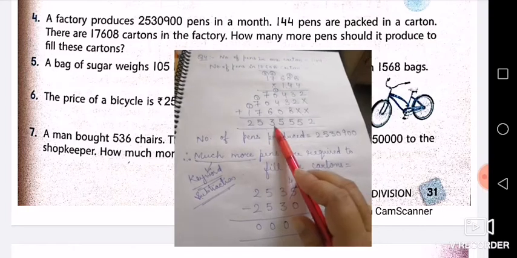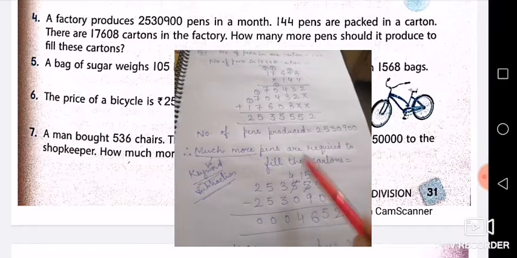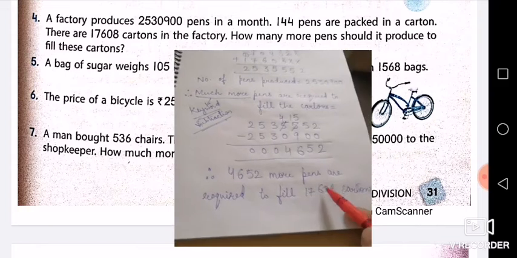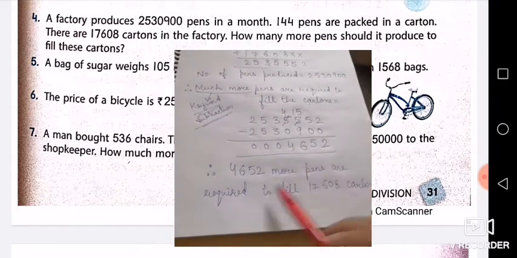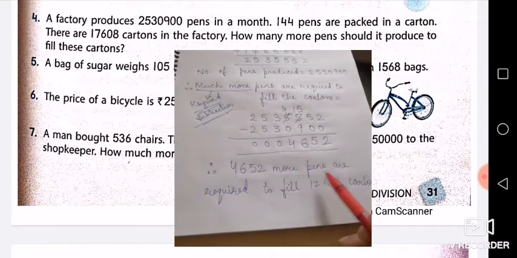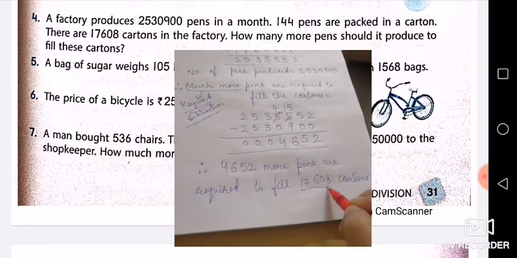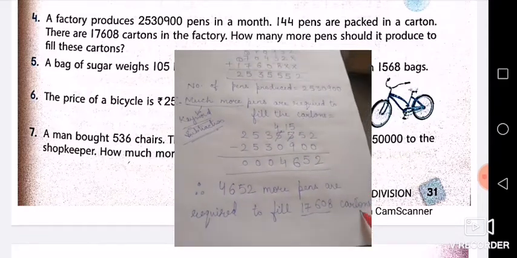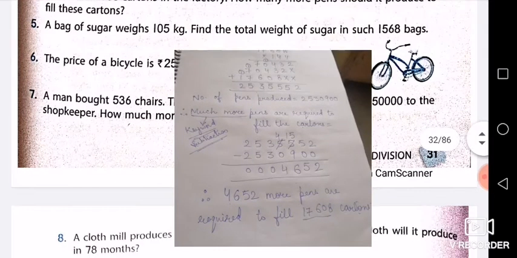Out of this 25,35,000, you will subtract this 25,30,900, so that you will get the number of pens more required to fill the cartons. Now minus कर लिया आपने, after subtraction you will get this 4,652 more pens are required to fill these many 17,608 cartons which they want to fill. I hope this question is clear to you all. Okay. Now we'll move to question number 5.